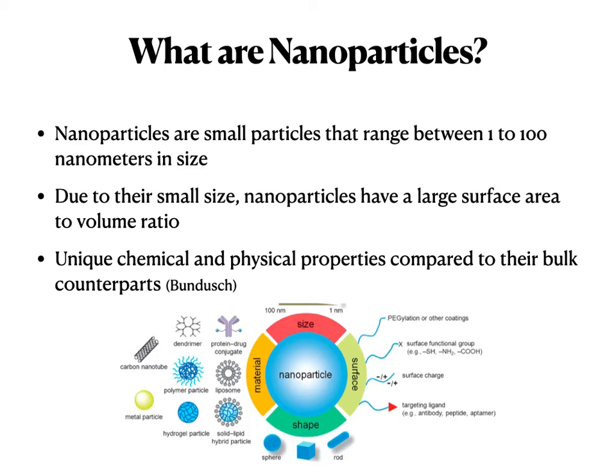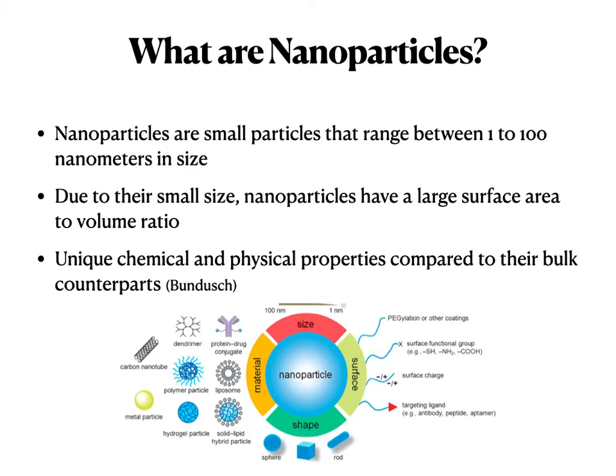So I really like this diagram at the bottom because I really think that it describes nanoparticles in a very simplified and clear way. So the four different areas that it looks at are the size, which we talked about earlier, which is 1 nanometer to 100 nanometers. Then it talks about the material.